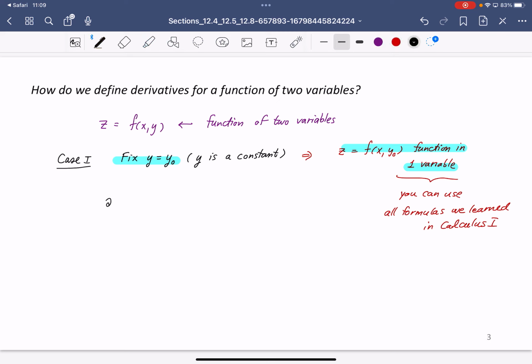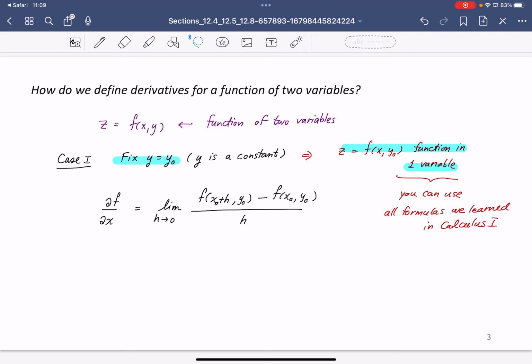So the derivative of the function f with respect to x means you fix y to be constant. It's going to be the limit as h goes to 0. You start from f(x0, y0), the point that you start, and because you fix y, you move x a little bit from x0 to x0 plus h. This is the definition of the derivative at the point (x0, y0).